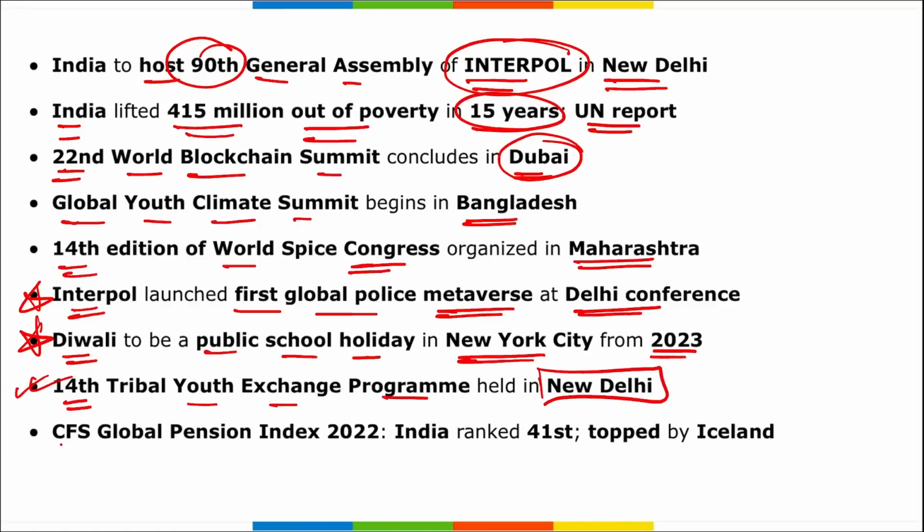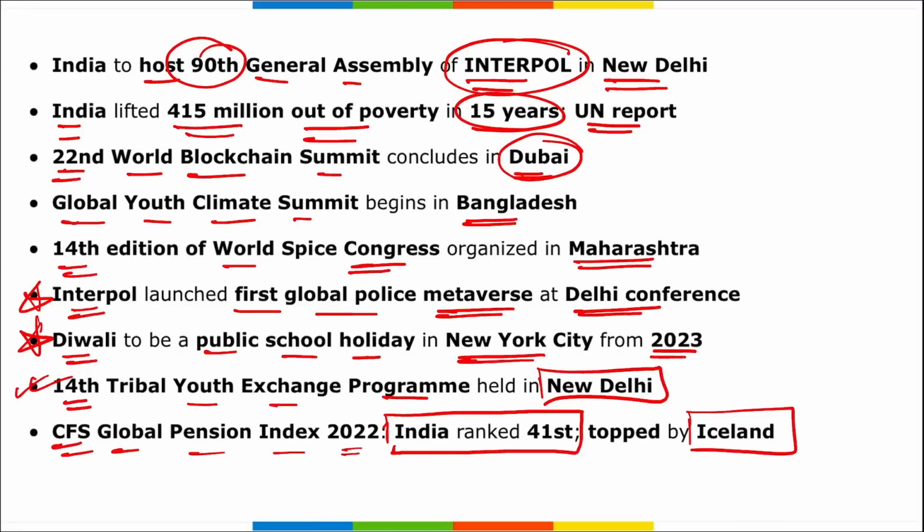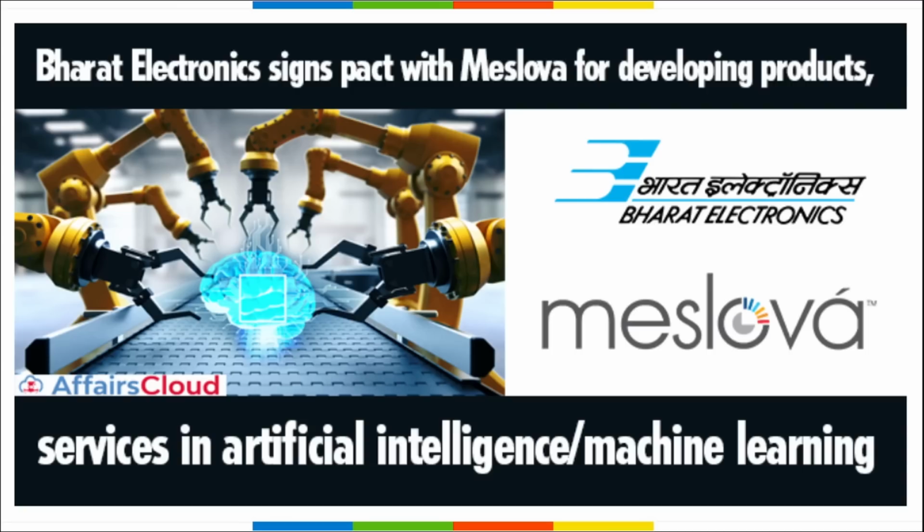Mark this also. Then CFS Global Pension Index 2022 was released and the rank of India here was 41st and it was topped by Iceland. So rank of India was 41 and the country that topped here was Iceland.